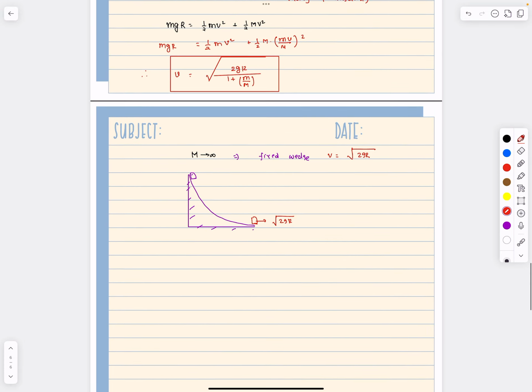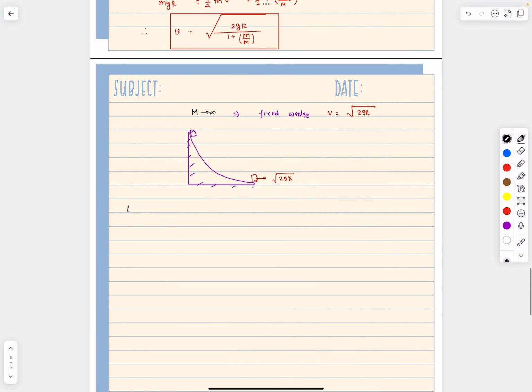Okay, so one more method I will try to explain in the next video, method number 2, from the CM frame. Basically, we'll try to discuss this part, the CM frame. Okay, that's all. Thank you.